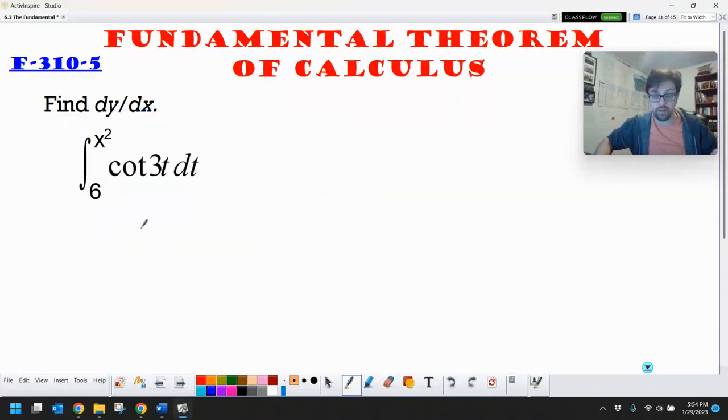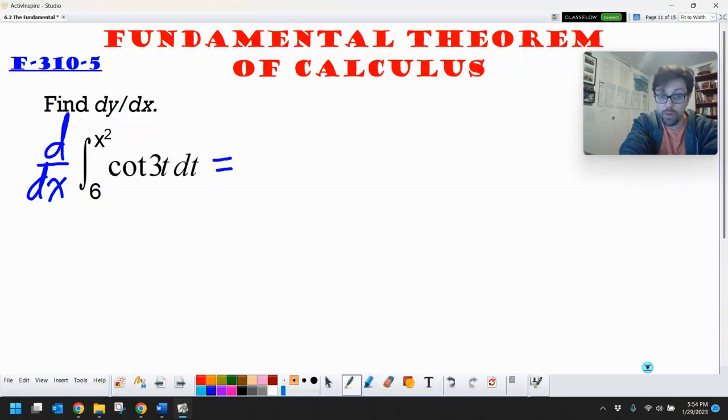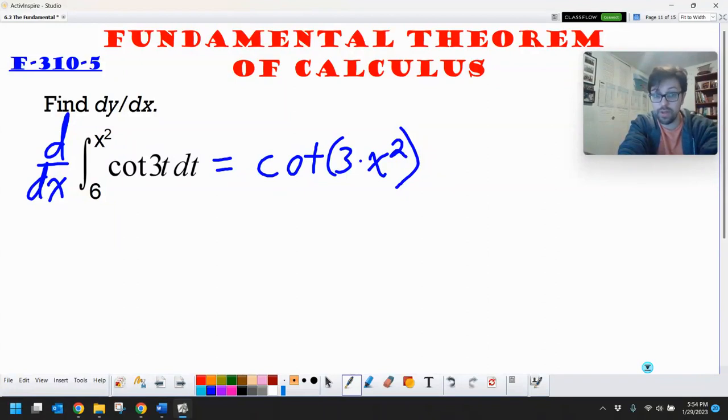Here we, again, are going to try to find our derivative. So I would just drop that x squared into our function. We would get the cotangent of 3 times x squared, just replacing that t with our x squared. But we're finding a derivative of this function, and inside of that function we've got another function, so we do have a little bit of extra work. We have to figure out the derivative of what is inside of there, doing a chain rule. So the derivative of x squared is going to be 2x.